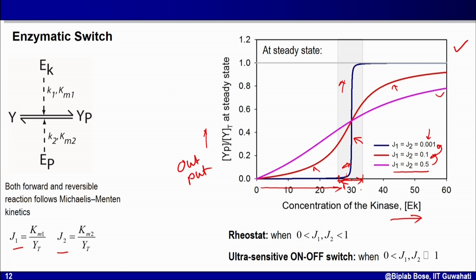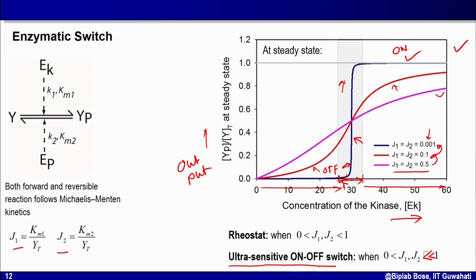Here a slight change in the value of Ek will sharply change the value of Yp by Yt, and then again in the rest of the region I will remain at the higher value. So this lower value I can consider as an off, and the higher value I can consider as an on. So when J1 and J2 are very small with respect to 1, I get an ultrasensitive on-off switch.